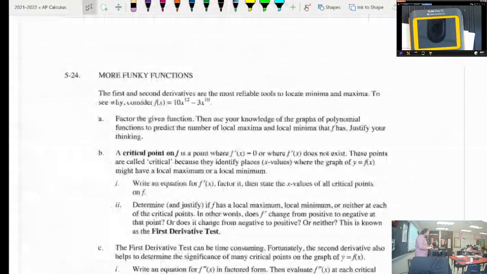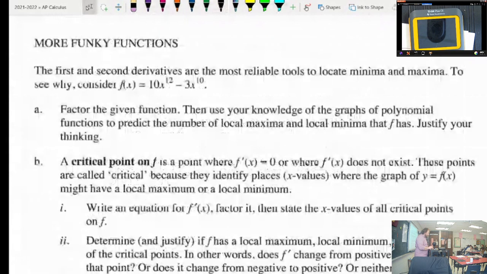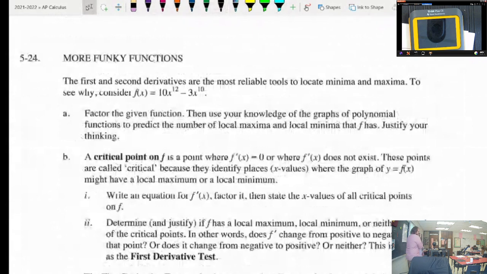Let's talk about more funky functions. We're going to use first and second derivatives to tell everything that we can about this function. We're going to do it mostly without a calculator. Actually, the last thing we're going to do is graph the original function and actually look at it. We're not going to need it, honestly, for most of this.